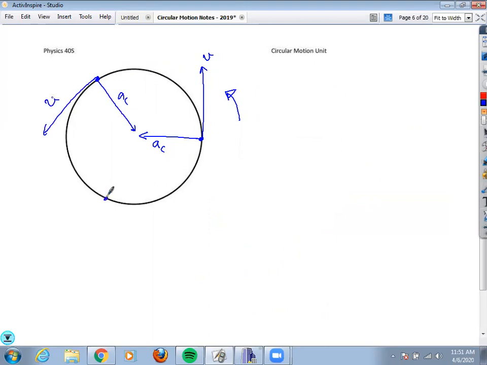And one more down here, AC would be pointed towards the center of the circle, and the velocity would be tangent. So again, the relationship: center-seeking acceleration, okay, always towards the center of the circle, and of course, velocity is always tangent.